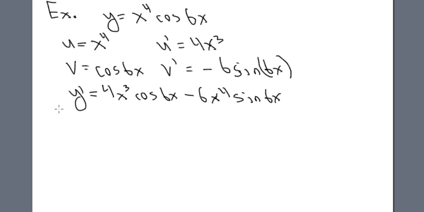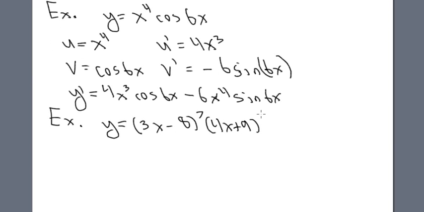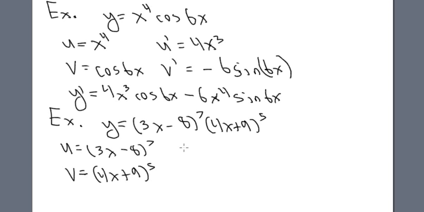So example 2. From the book, it says our function is y equals 3x minus 8 to the 7th, 4x plus 9 to the 5th, find y prime. Okay, so this one's not too hard to figure out my individual components. U equals 3x minus 8 to the 7th. V equals 4x plus 9 to the 5th. Now technically both of these are chain rule. Derivative of the inside, derivative of the outside.